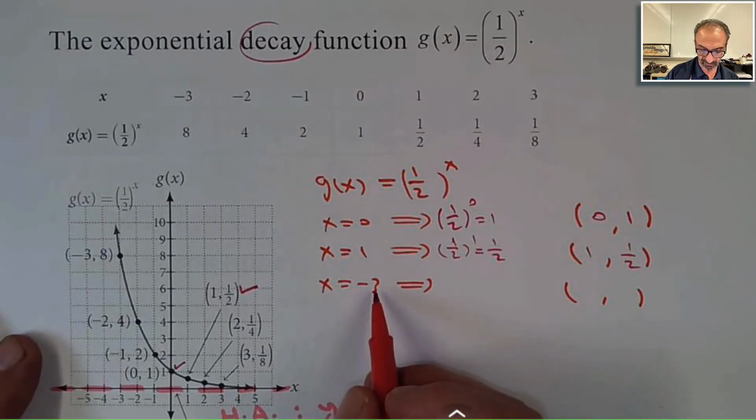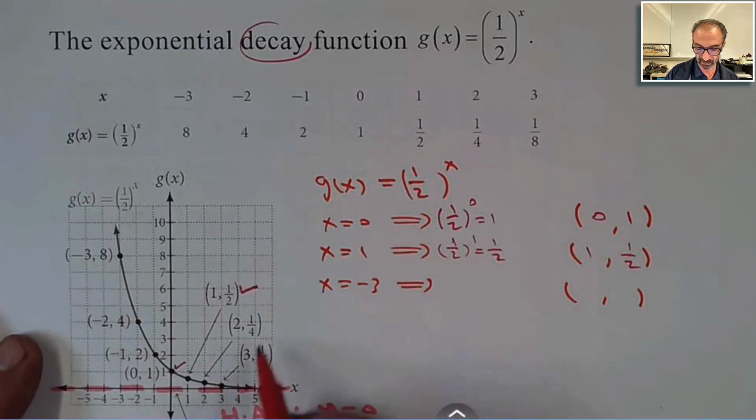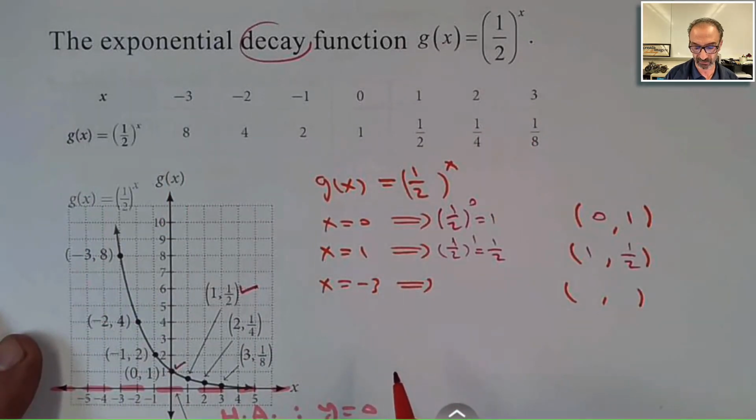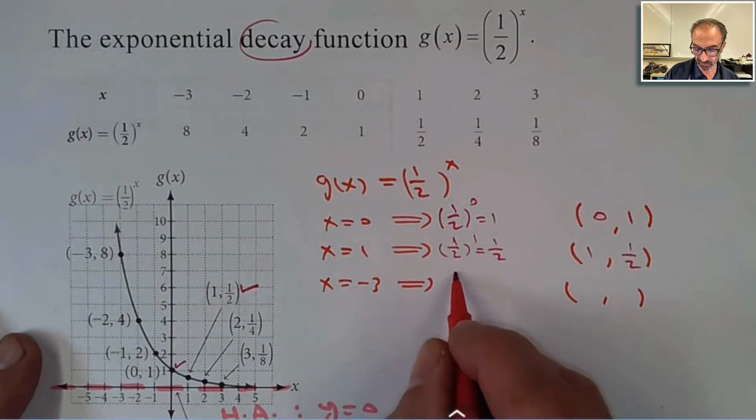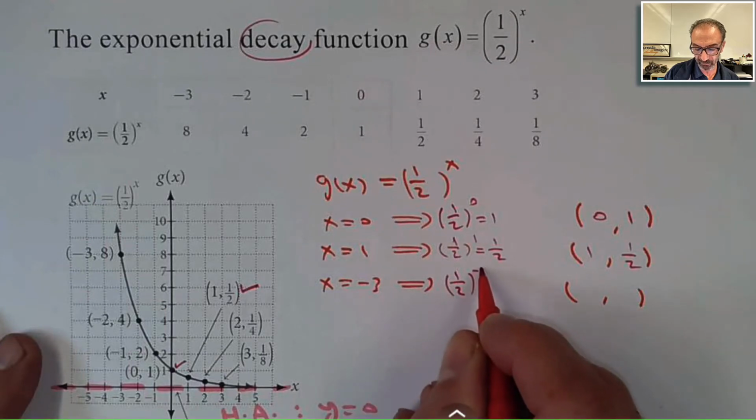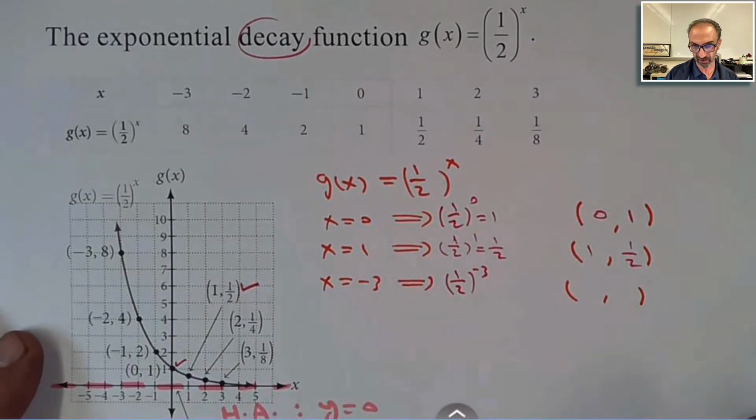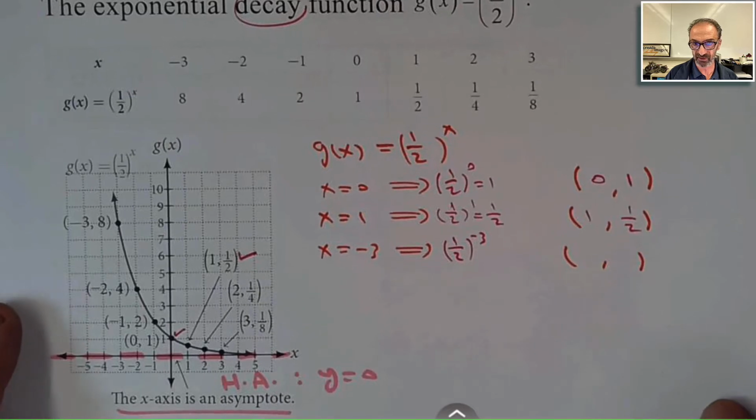Let's go to the left. We don't want to check all the points. That's enough points here. Negative 3. 1/2 to the power negative 3. It's what I mentioned earlier, the reciprocal when you have a negative exponent.